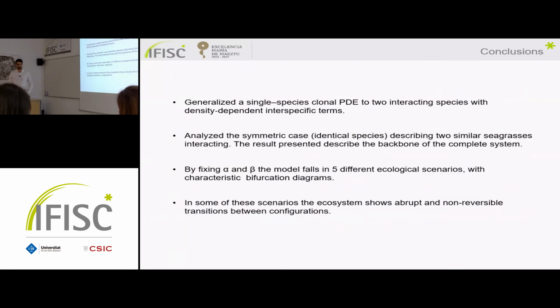So that's all for this part of the thesis. We generalized this single species PDE system, including 2 different species that interact. We analyzed the symmetric case, and we found out that by fixing alpha and beta and having omega as the control parameter, we can be in 5 different ecological scenarios with characteristic bifurcation diagrams. And in some of these scenarios, we saw abrupt and non-reversible transitions, complex configurations that are not present if we do not consider this interaction or the presence of density dependence in the interaction.